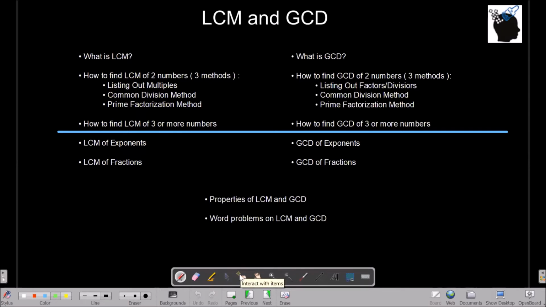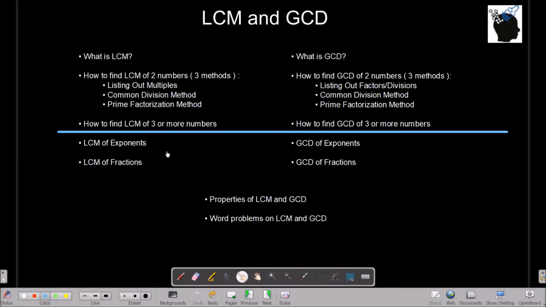In this video, we are going to talk about how to find LCM and GCD of exponents, how to find LCM and GCD of fractions. We'll see a couple of properties of LCM and GCD, and towards the end, we'll go through a couple of word problems on LCM and GCD.